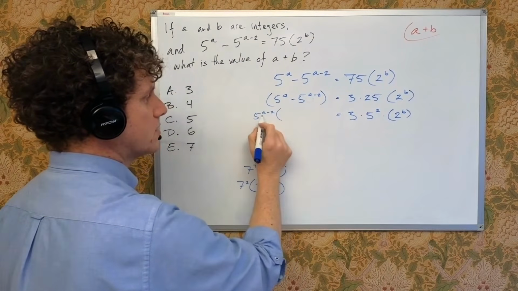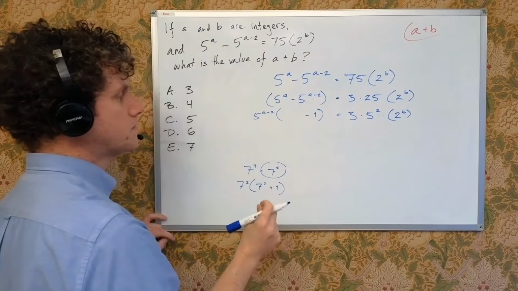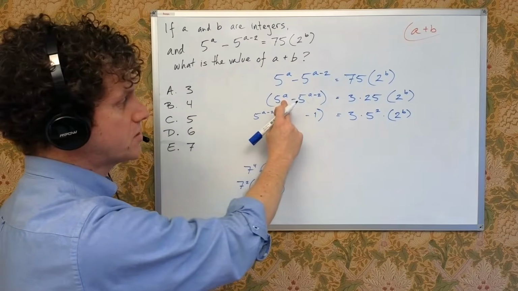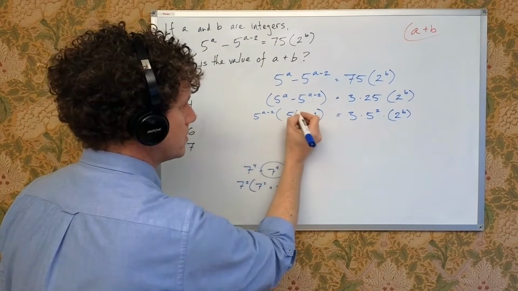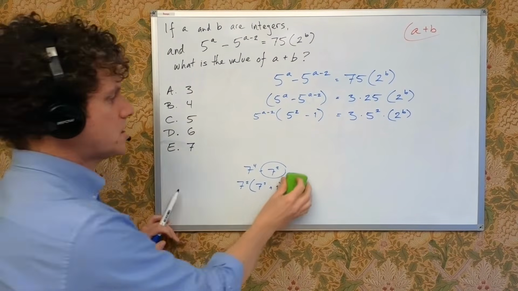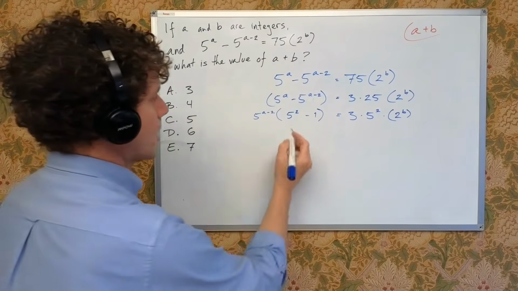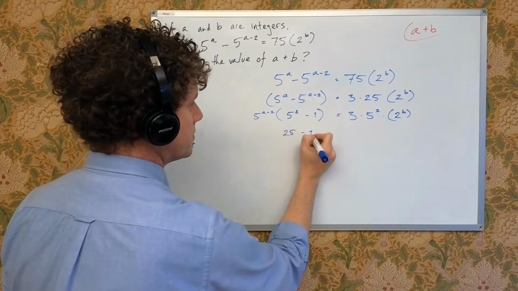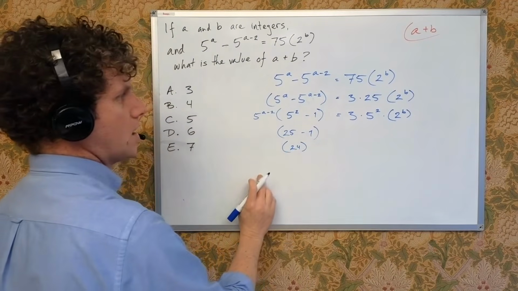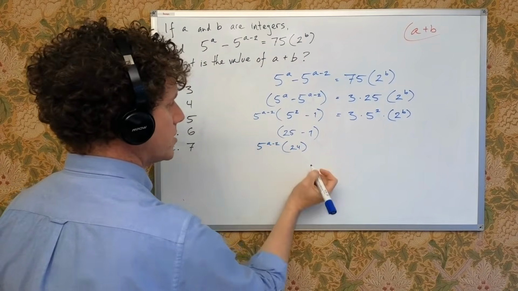When I pull 5 to the a minus 2 out of 5 to the a minus 2, 1 is left behind. When I pull 5 to the a minus 2 out of 5 to the a, how many 5's are left behind? 2. And suddenly I have fewer unknowns, I have a lot more knowns. Of course, here I have 25 minus 1, I have 24. And here I have 5 to the a minus 2.